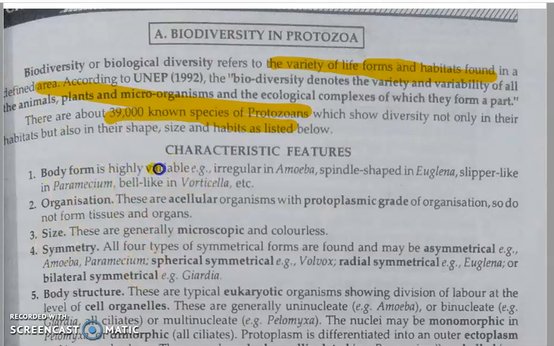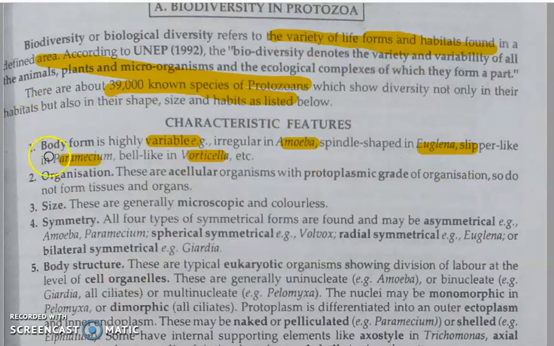Body form is variable, like it is irregular in amoeba, spindle shape in euglena, slipper-like in paramecium, and bell shape in vorticella. So body form varies. And organization, they show acellular level of organization. That means there is a single cell, and that shows protoplasmic level of organization. The different components of the cell perform different functions. Size, they are generally microscopic and colorless.